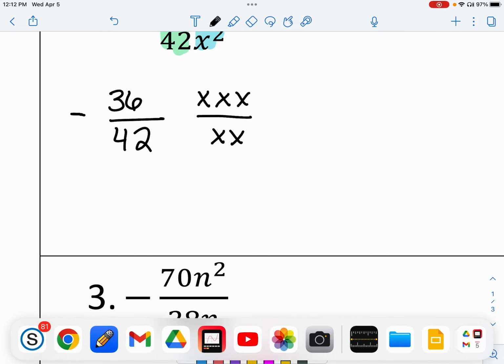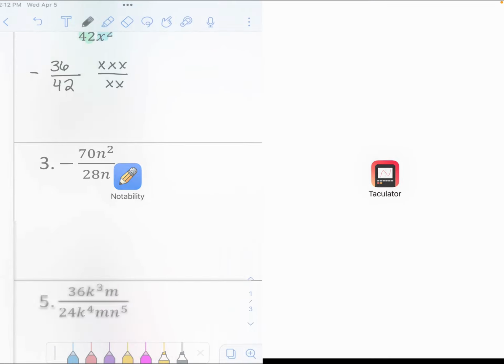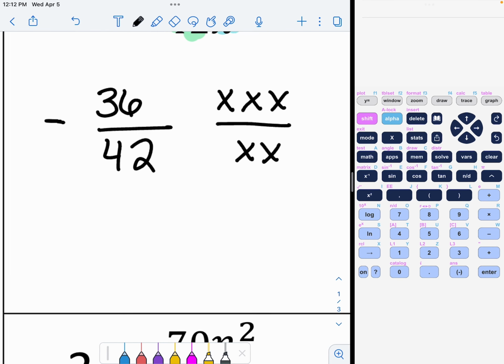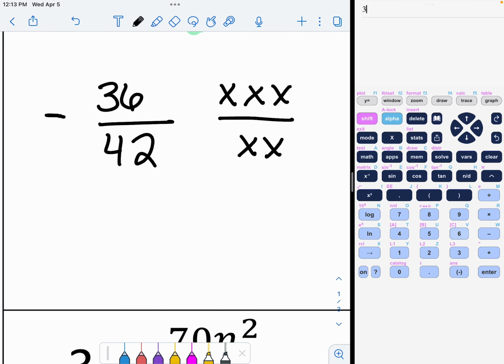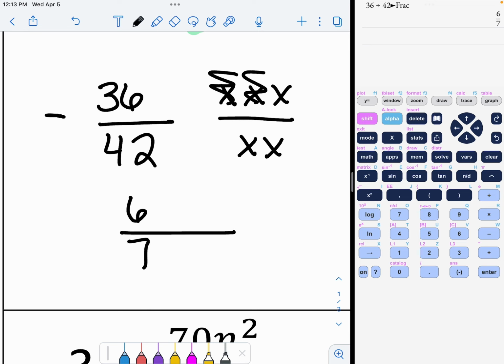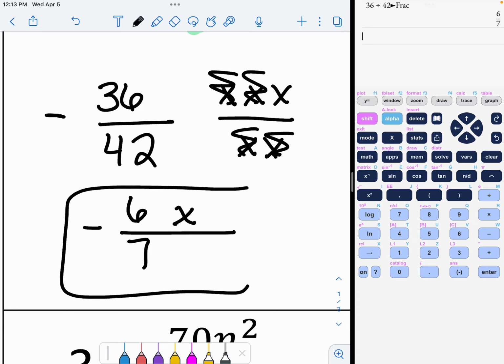I'm going to get my calculator. If you do every problem like this today, I'm hoping that it goes really well for you. Okay. So what is 36 over 42? Math, enter, enter. Well, that reduces to 6 over 7. And this x and this x cancel with this x and this x. And we're just left with a single x on the top and this negative. So your final answer is negative 6 over 7, or negative 6x over 7. Okay, if you didn't like writing it like that, you could write it as negative 6 over 7x like that.